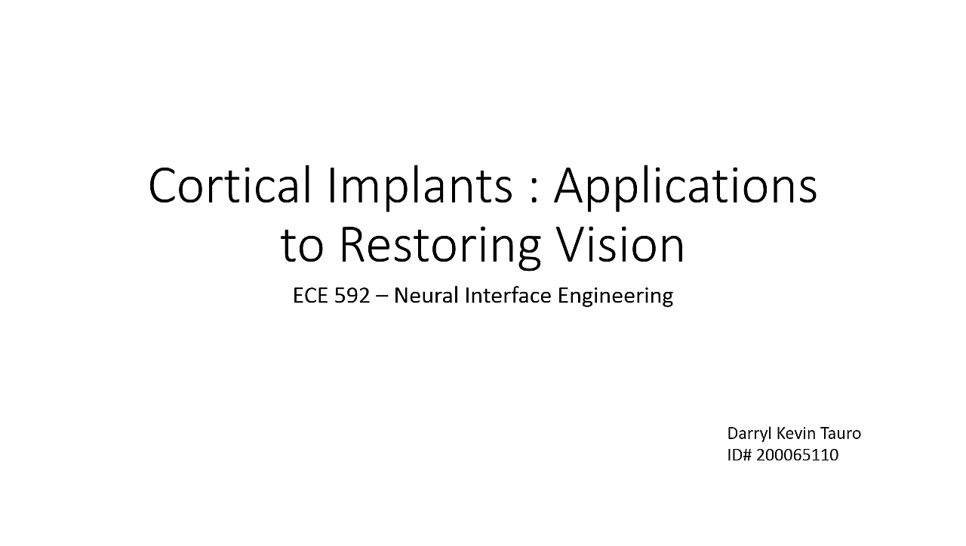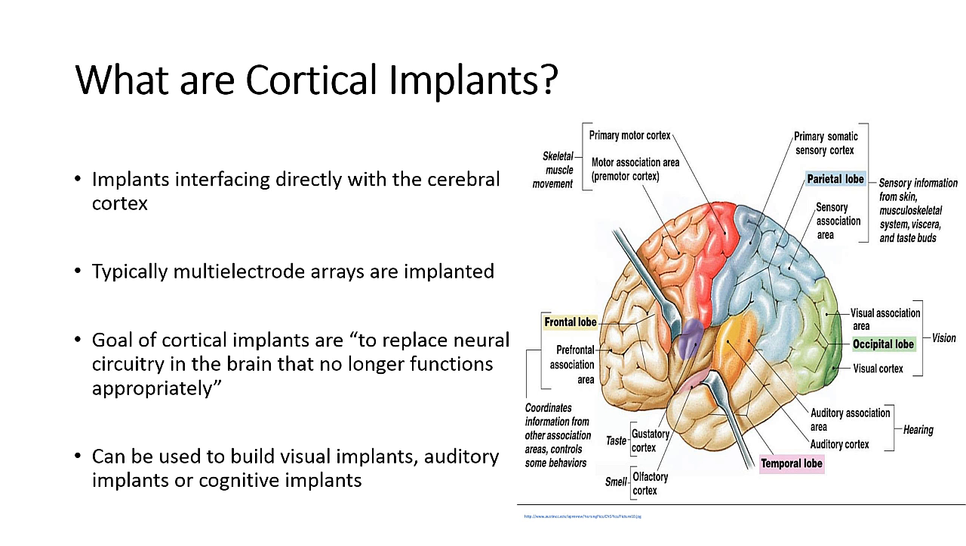This is my presentation on cortical implants, specifically on their applications to restoring vision. So what are cortical implants? Cortical implants are implants that interface directly with the cerebral cortex. Typically, multi-electrode arrays are implanted. The goal of cortical implants is to replace neural circuitry in the brain that no longer functions appropriately.